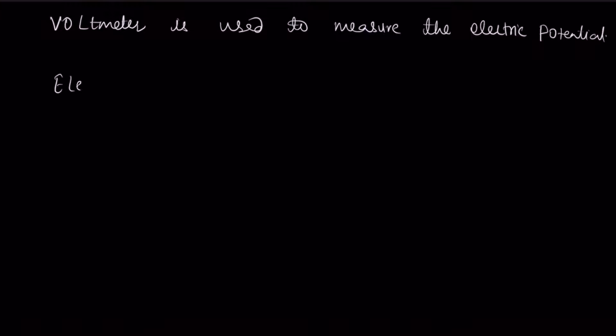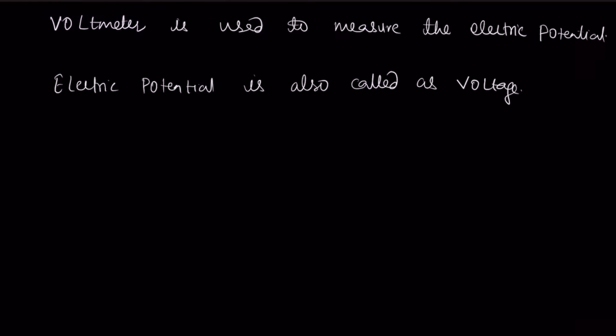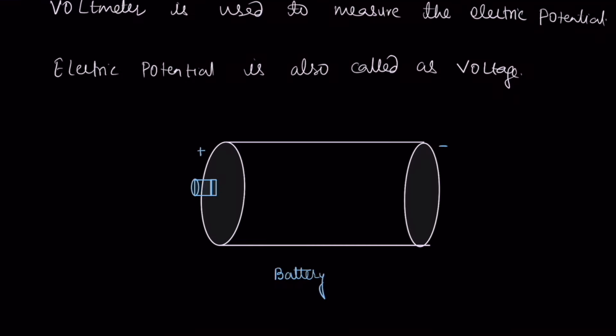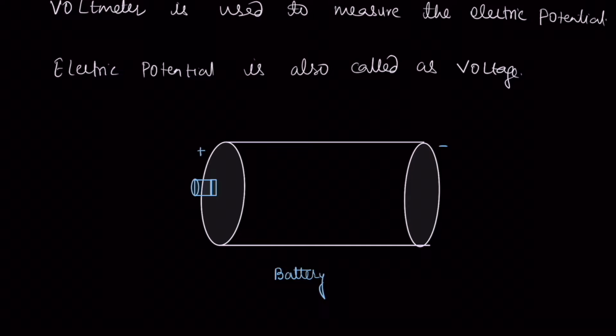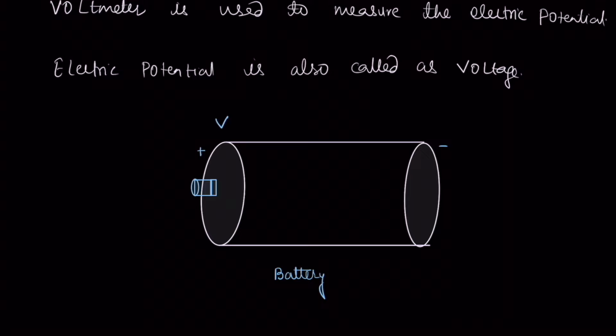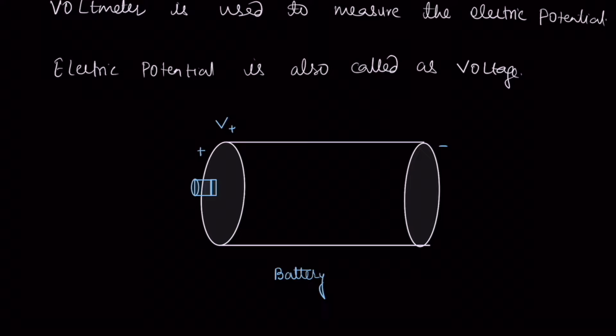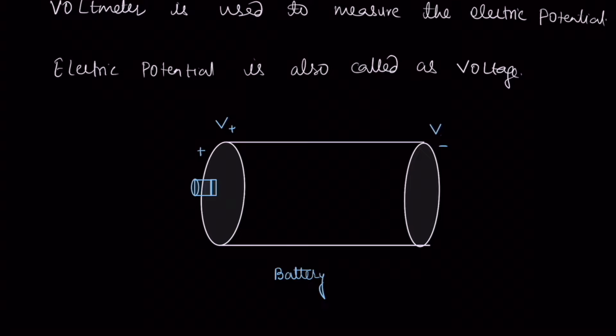Electric potential is also called voltage. So if you take a battery, as you see in this figure, it has two ends. One is the positive end and the second is the negative end. This positive end has a certain potential, and the negative end has a certain potential.